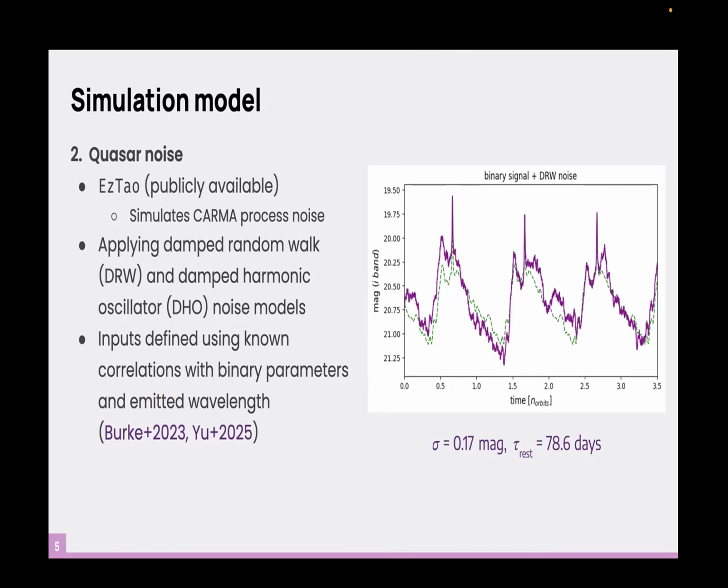The next step in our simulations is to add the quasar noise, and for that we use Weishuang's EzTao code, and we specifically add the damped random walk and damped harmonic oscillator models, which we'll talk about more in a couple slides. And we define the inputs for those two different noise models using correlations with the binary parameters so that we're making realistic noise for the specific binary that we're submitting.